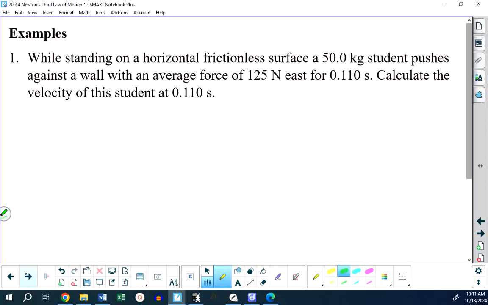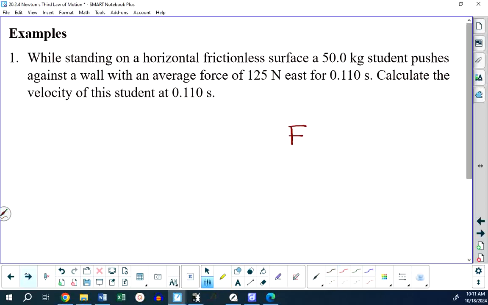During that not moving to moving, during that 0.11 seconds, I accelerated. Why did I accelerate? Because there was a force being applied to me. Read the question carefully. Does it say anywhere in here what the force applied to me is? Does it say the student is forced with so many newtons? No. But if I push towards the wall with 125 newtons east, the wall pushes me back with 125 newtons west.